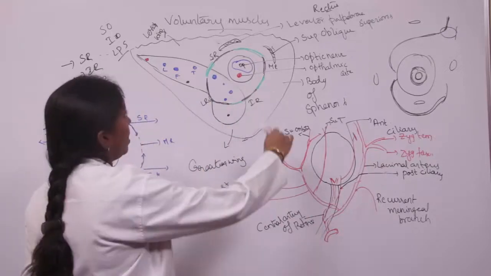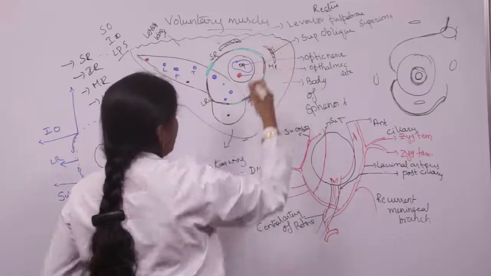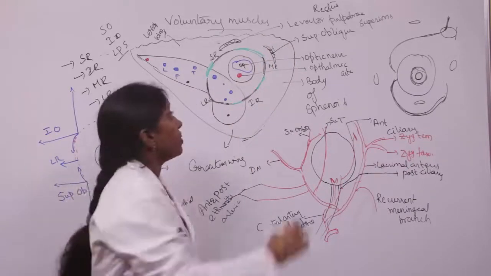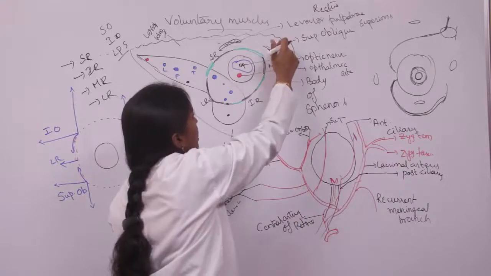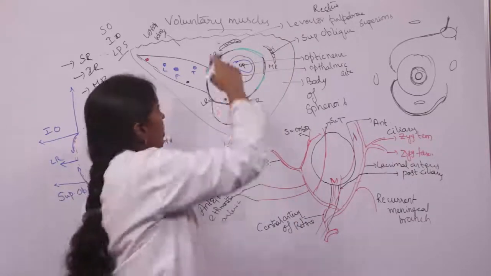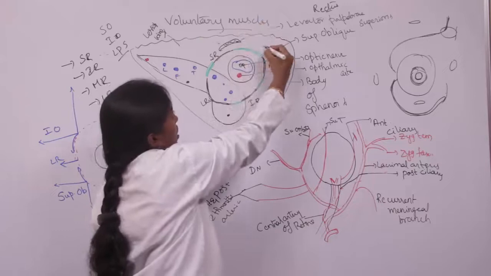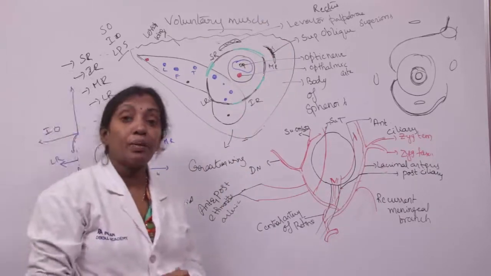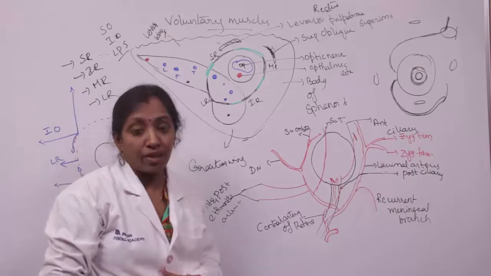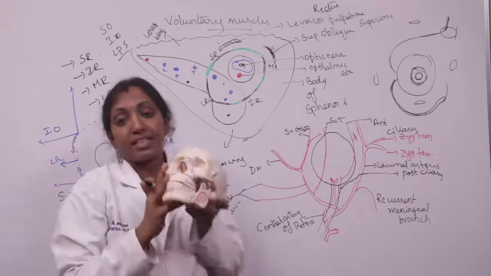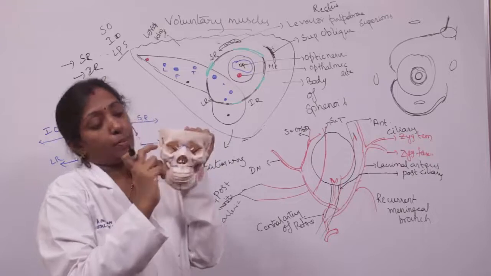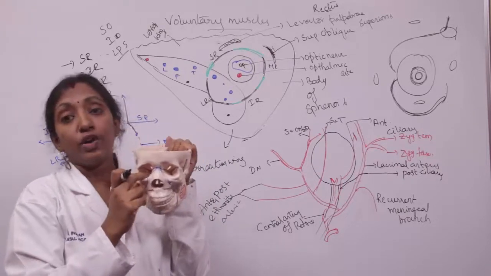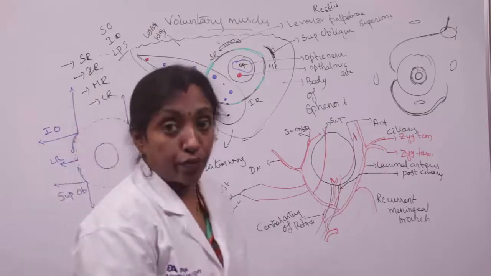Coming to the superior oblique muscle, it arises from the under surface of the lesser wing of sphenoid. And the inferior oblique muscle arises from the orbital surface of the maxilla. So this is the maxilla, and this is the orbital surface of the maxilla. So the inferior oblique arises from the orbital surface of the maxilla.